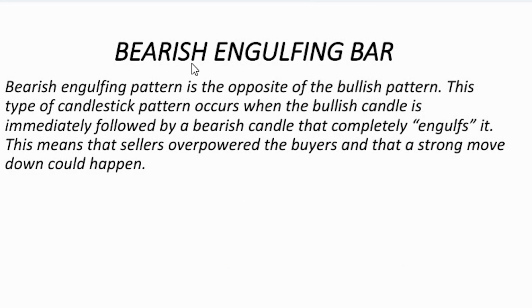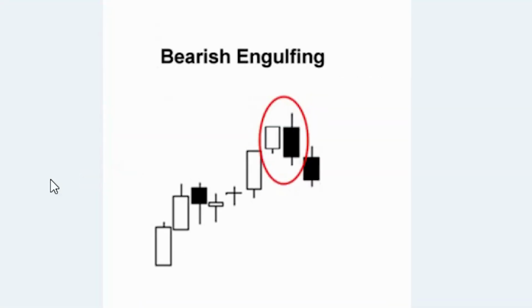Now the bearish engulfing pattern is just the opposite of the bullish pattern. This type of candlestick pattern occurs when the bullish candle is immediately followed by a bearish candle that completely engulfs it. This means that sellers overpower the buyers and that a strong move down could happen. Not will happen, could.